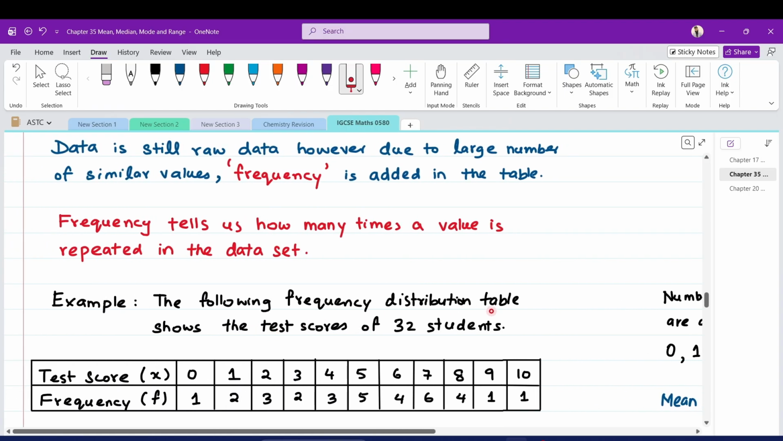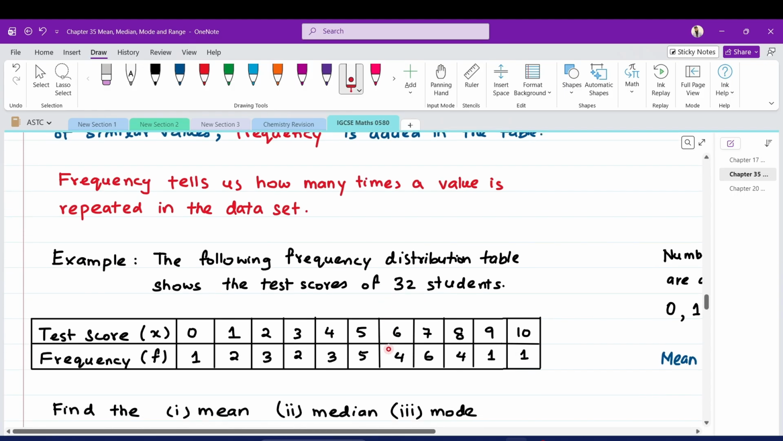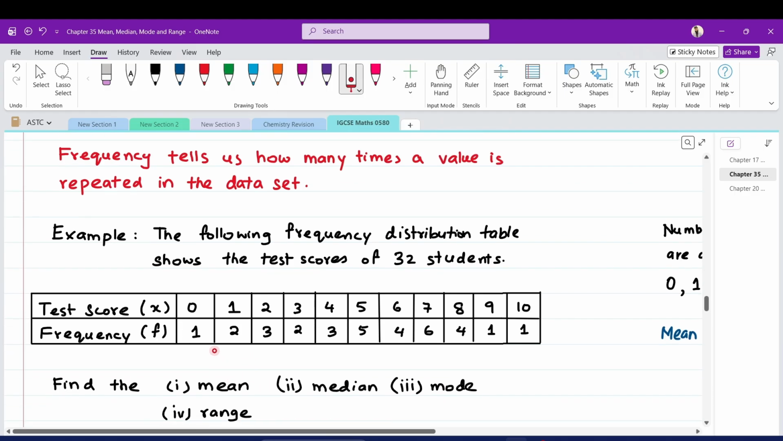The following frequency distribution table shows the test scores of 32 students. This is just a typical exam type question, and this is how the data will be given. First, you have the test scores, which will be your X values, and then you have frequency, which tells us how many times each value is repeating in the data set. The test scores range from 0 all the way to 10, and these are the scores of 32 students. Now find the mean, the median, the mode, and range. So we need to find all four of these for this particular data.